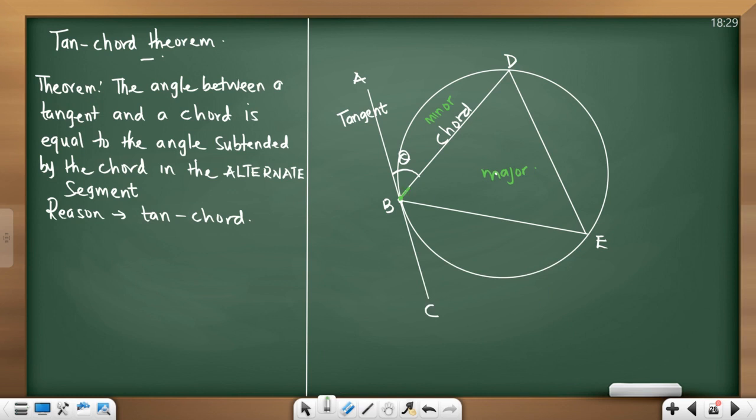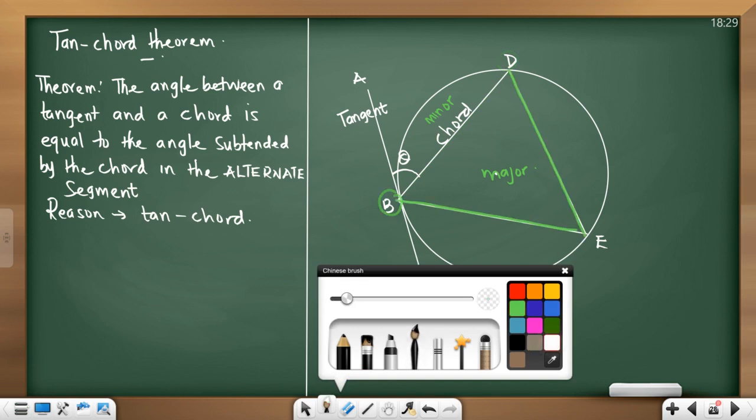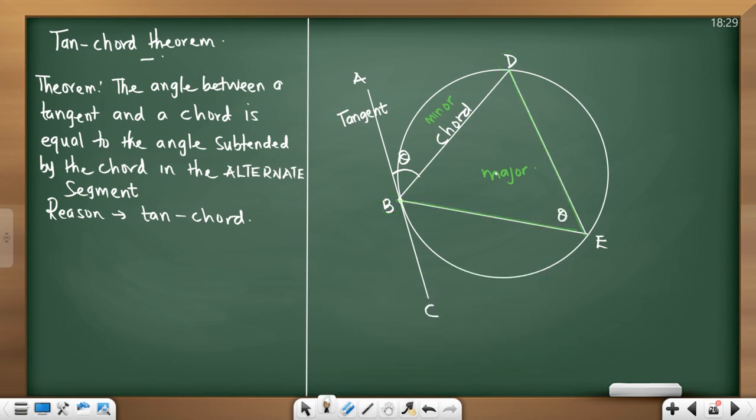So, look at my chord. Chord BD is what we're referring to. Chord BD forms an angle E in the major. So we are going to call this theta. We are simply saying angle ABD, that's the theta, is equal to angle E, and that is our tan-chord.